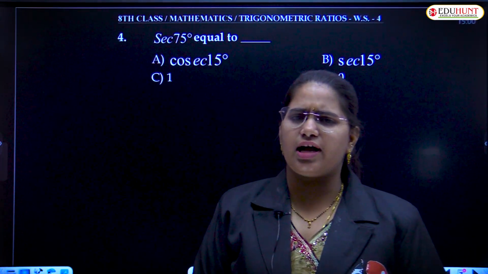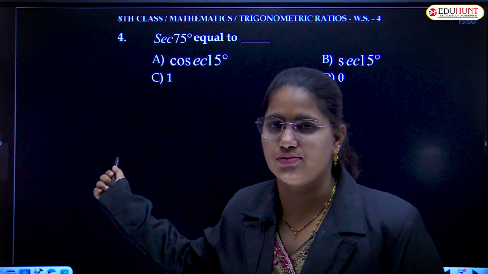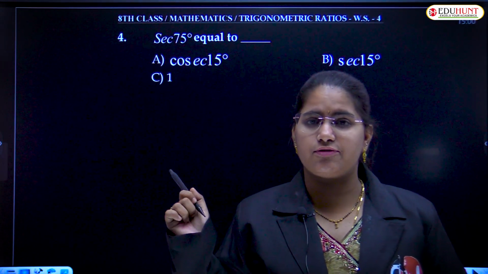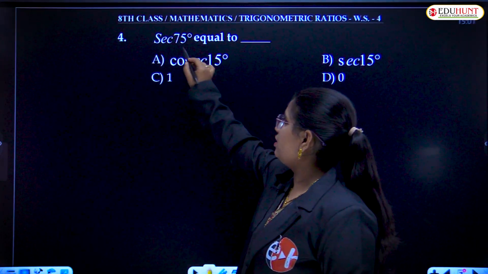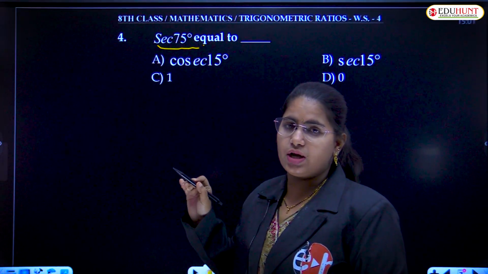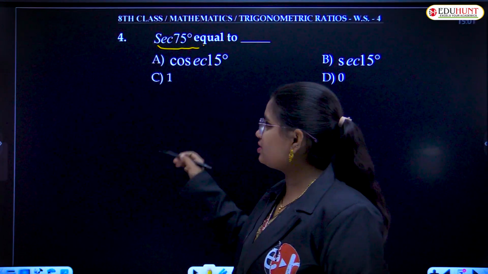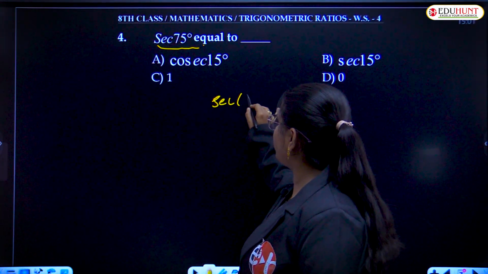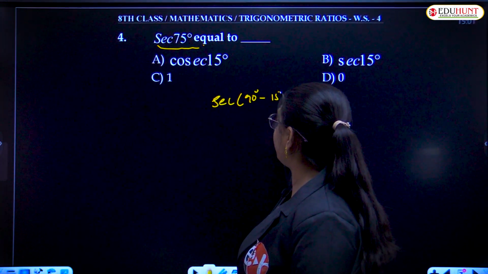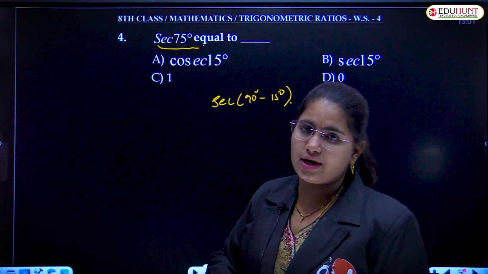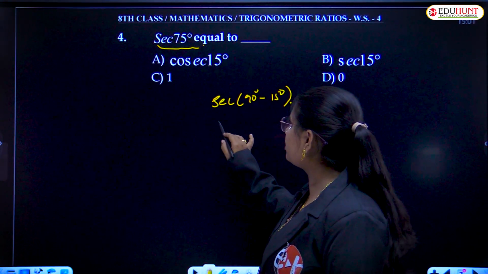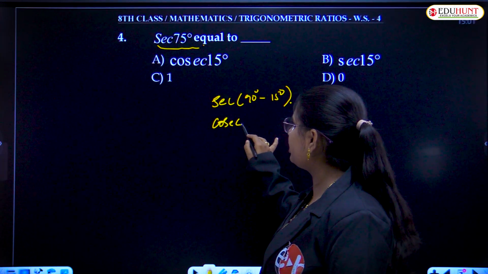Secant 75 degree. I guess this is not a big deal for you because in the previous question we have solved a similar question, right? Yes, of course. What is the value of secant 75 degree? As usual, express 75 as 90 minus 15 degree, correct? 90 minus theta, first quadrant. Secant changes to which particular trigonometric ratio?